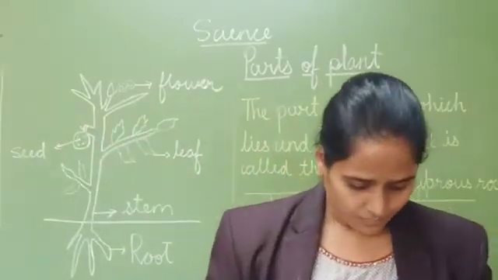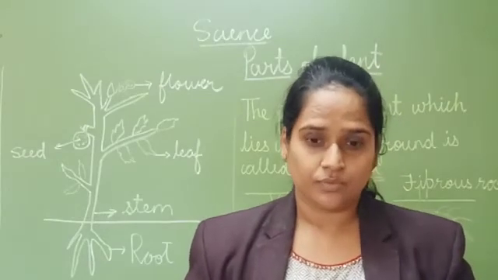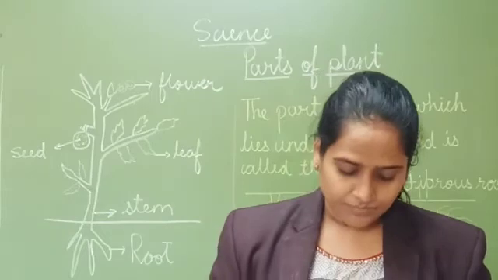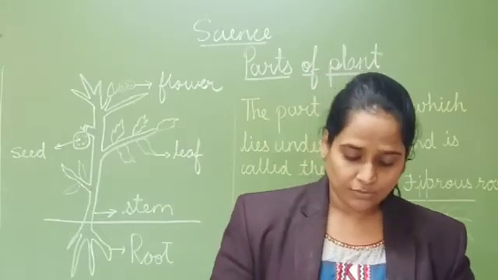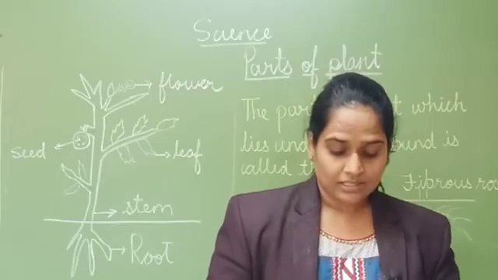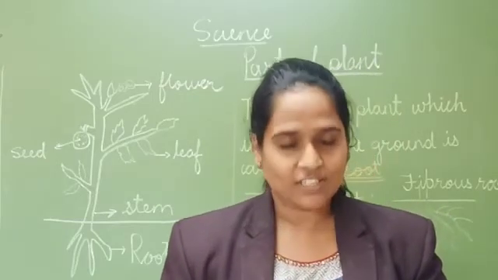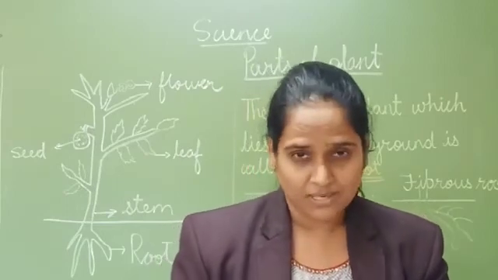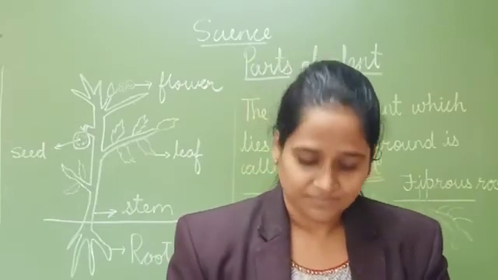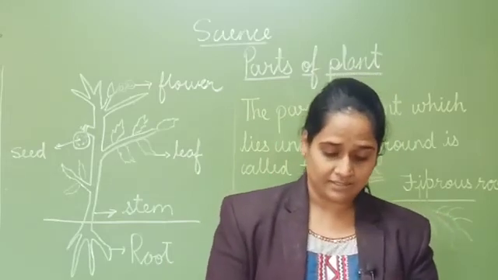Now we will learn more about leaf. What are the leaves? A leaf is an important part of a plant. It prepares food for the plant. A leaf is also called a kitchen or a food factory of the plant. What is leaf called? Kitchen or a food factory of the plant.